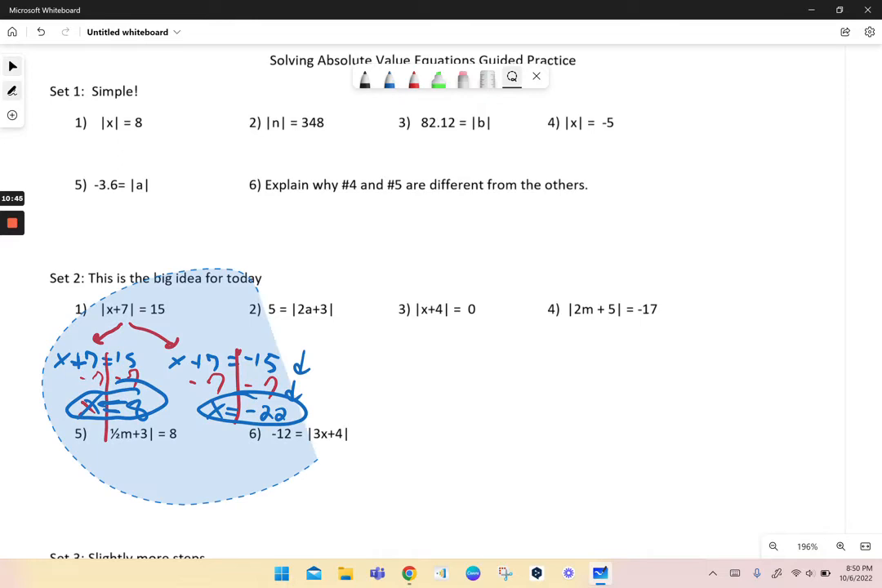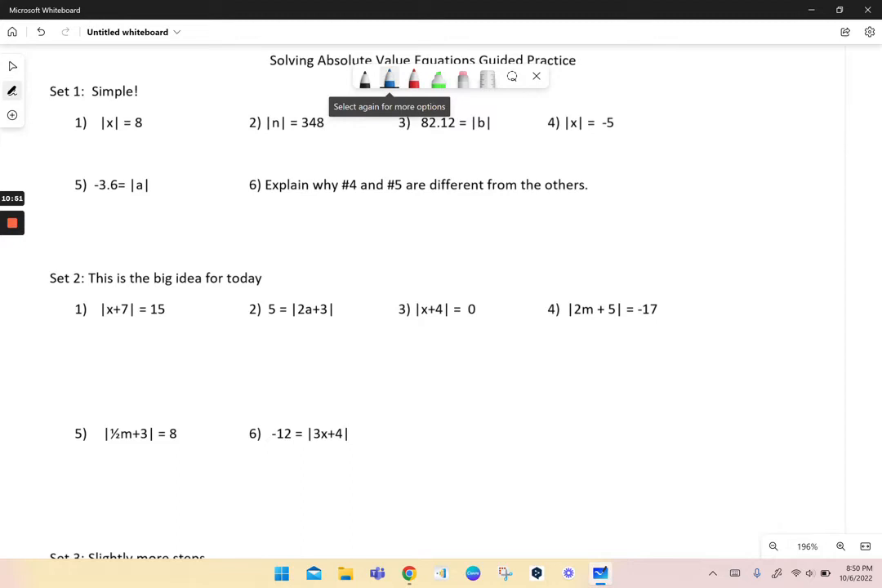Okay, let's see how we do on this second one. Try it on your own. And if you struggled, hopefully you noticed that the thing inside of the absolute value, 2a plus 3, could be equal to 5, because then the absolute value would still be 5. Or that thing inside the absolute value, the 2a plus 3, could be equal to negative 5, because if we do the absolute value of negative 5, that will give us 5.